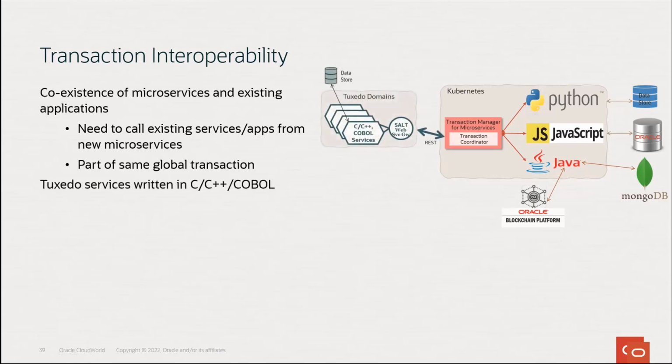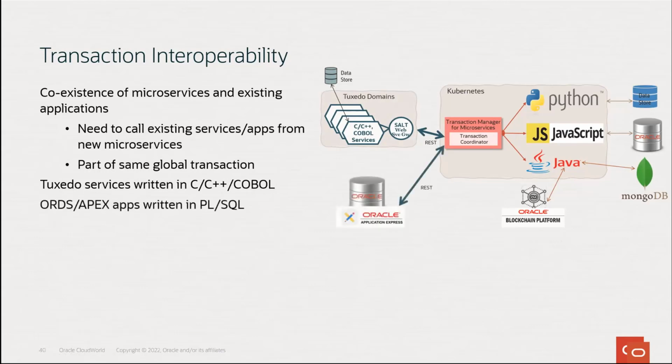You can also support Tuxedo services that are written in C, C++, or COBOL using what we call SALT. That's the web services or REST gateway for Tuxedo. So your existing Tuxedo applications can be included in your global transactions. We also are supporting and providing a set of PL/SQL libraries to allow ORDS and Apex apps to be included as well and to be participants in an XA transaction.